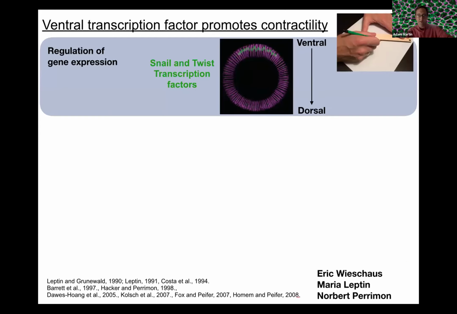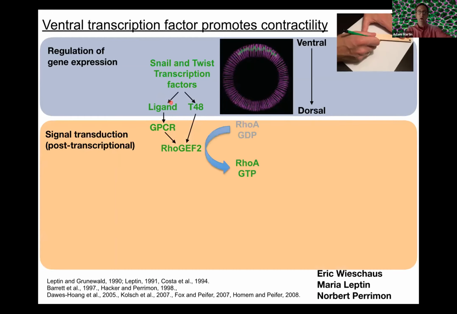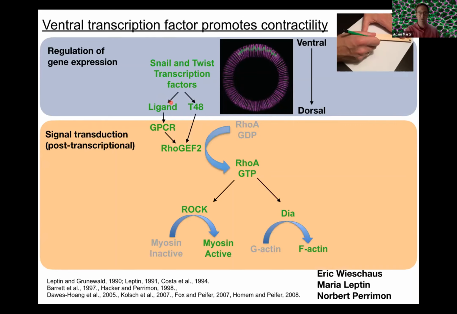What these groups found is that there are master regulators at the top of a cascade, and I'll start with these two transcription factors, Snail and Twist, which are expressed specifically in these cells that are going to invaginate. Here's Snail in green, and it's labeling the nuclei of the cells that will eventually go inside the embryo. These transcription factors regulate the expression of other genes, and two of these genes encode signaling proteins that then signal to the Rho GTPase, shown here, and that then activates actomyosin contractility.